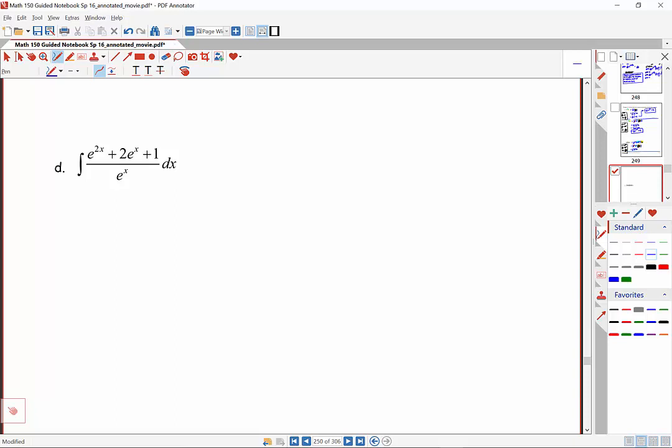We've got a monomial in the denominator, so what starts with A? Not a bad word. Good, algebra, right? So let's rewrite this guy. We're going to divide through by e to the 1x, so that'll give us e to the x plus 2 plus e to the negative x dx.